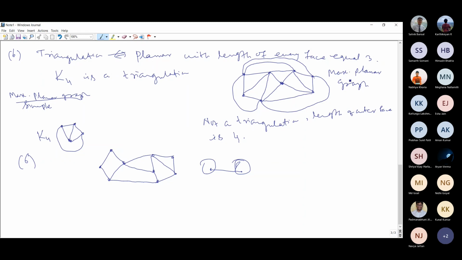Yes. So this is maximal planar, and now it is a triangulation. Yes, you are correct. It is a triangulation now.